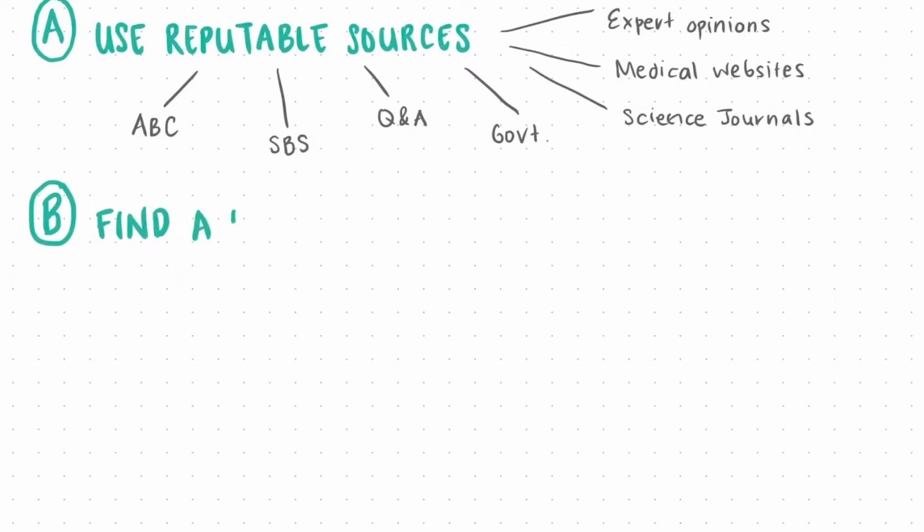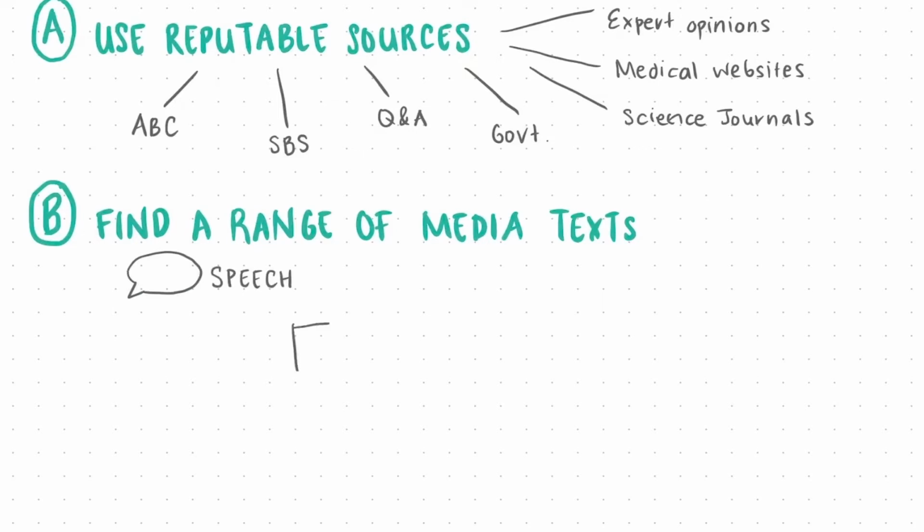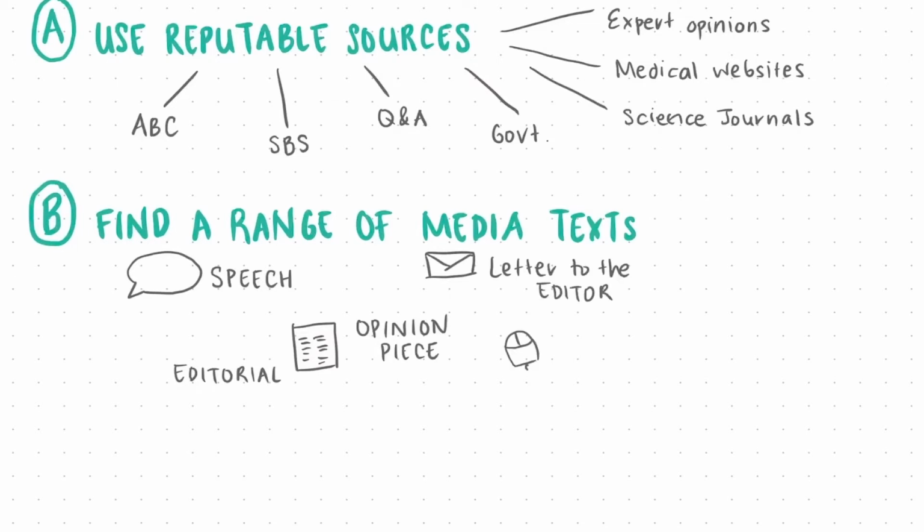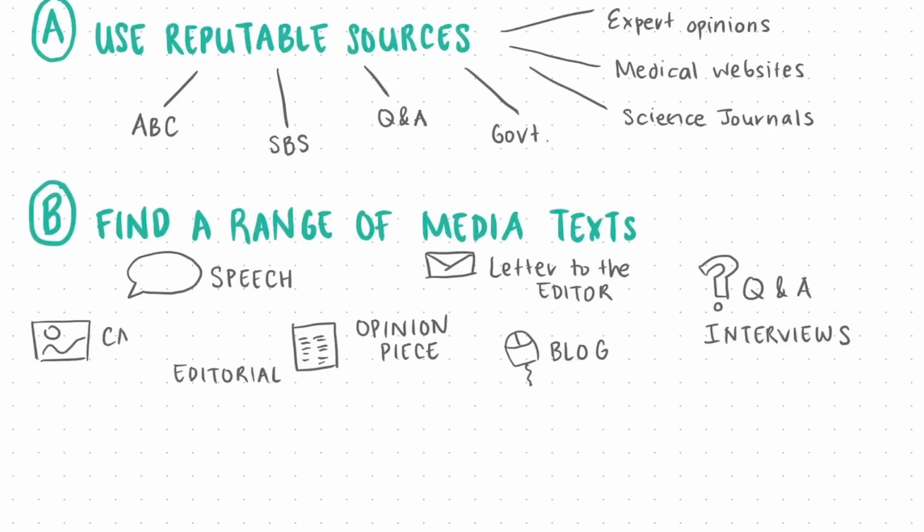You should also try to find a range of media texts. For example, speeches, letter to the editor, cartoons, editorials, opinion pieces, blogs, Q&As, and interviews. By including a range of media texts, you can understand how different writers use different points to support their contentions.